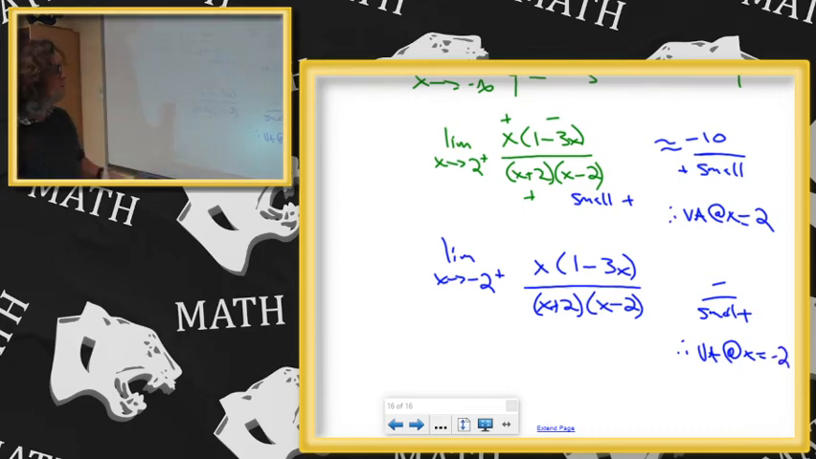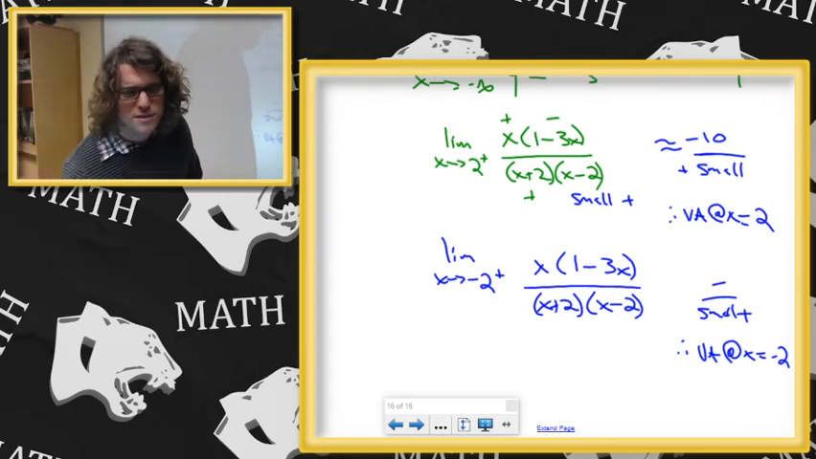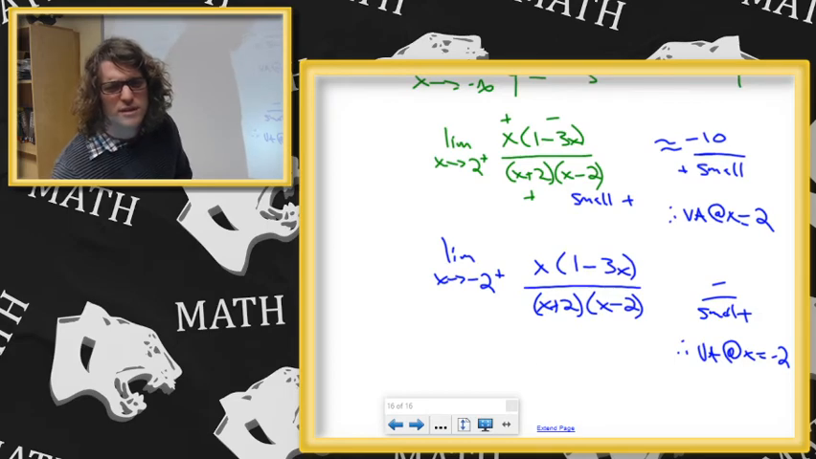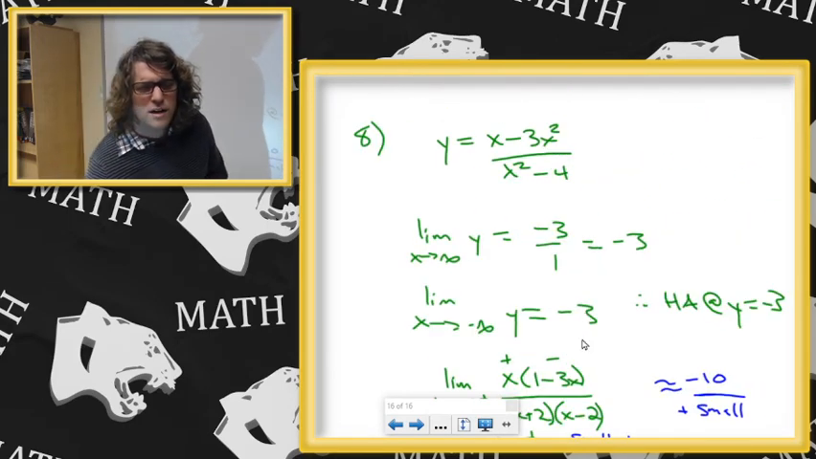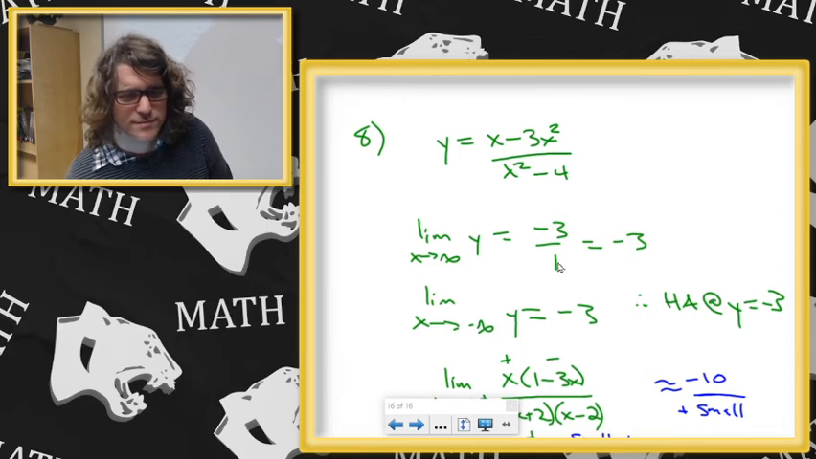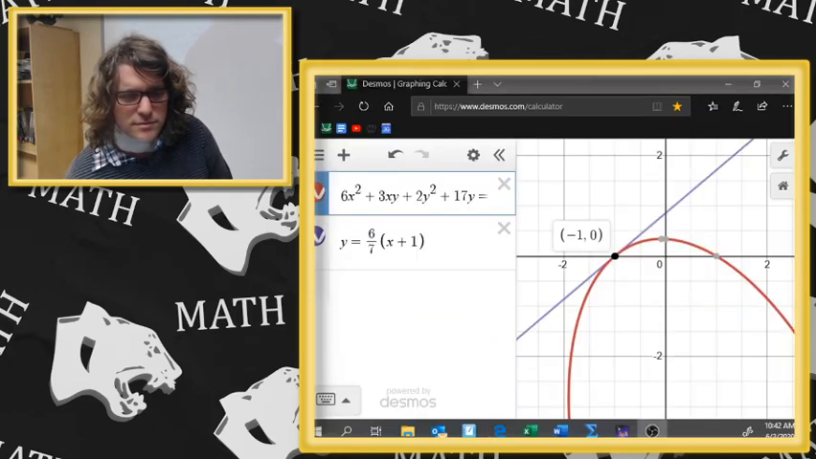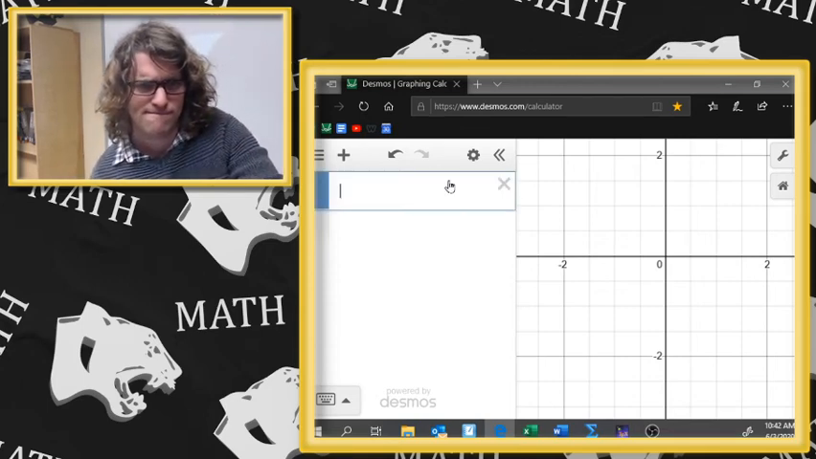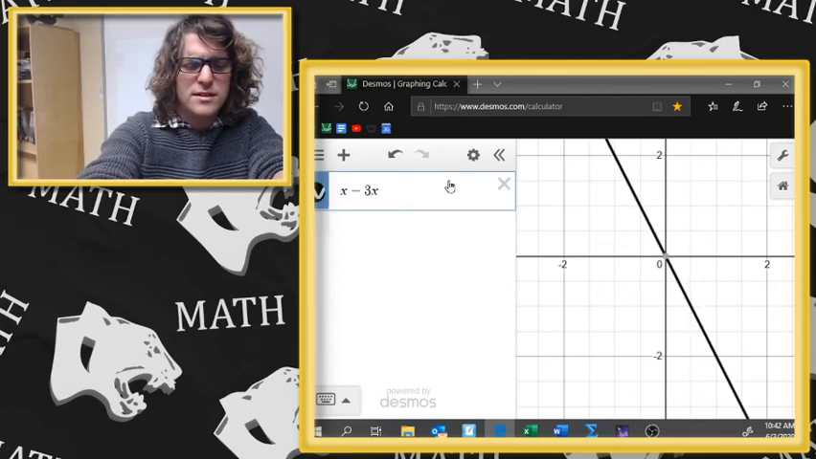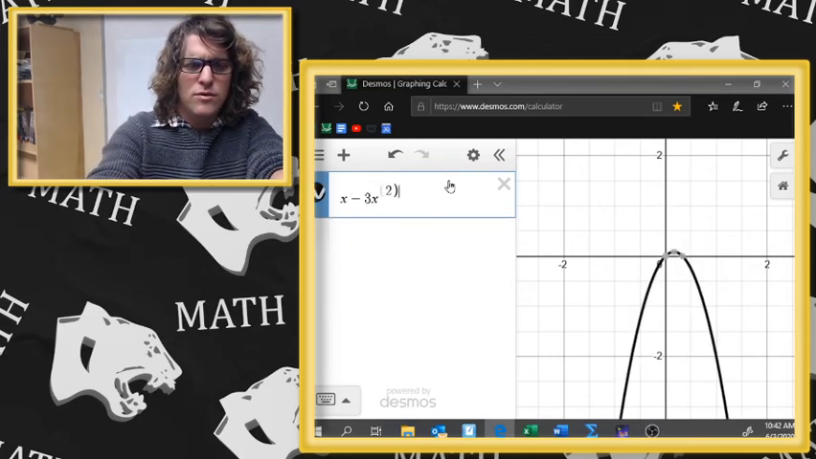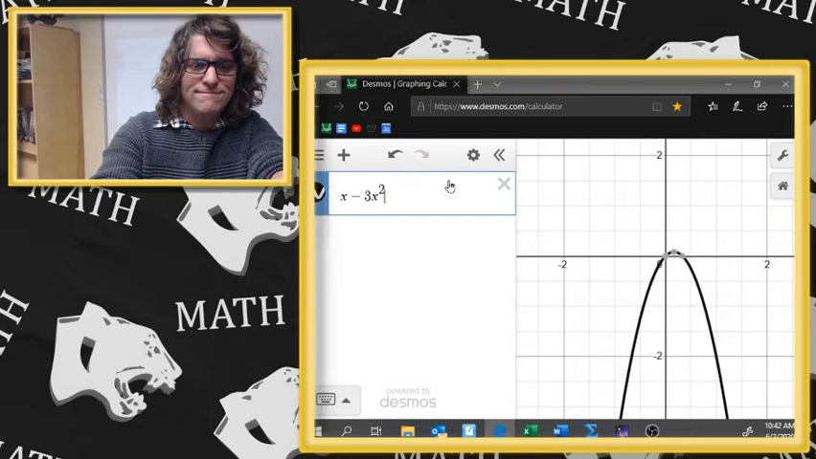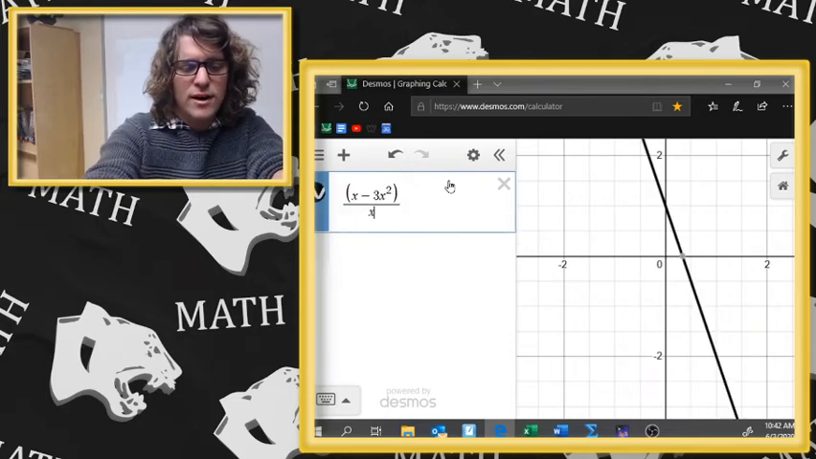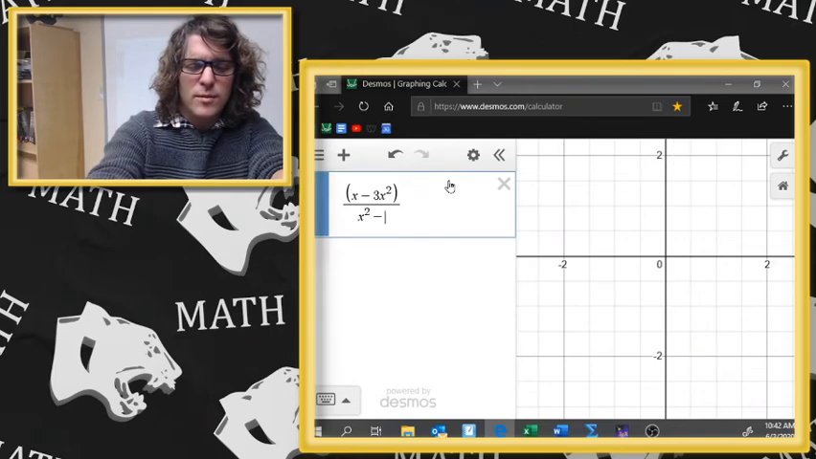All right, so you can show it with limits. You probably could use a little bit different reasoning if you wanted to there as well. I'll do that graph real quick, because it's not a long one to do in Desmos. x minus 3x squared over x squared minus 4.